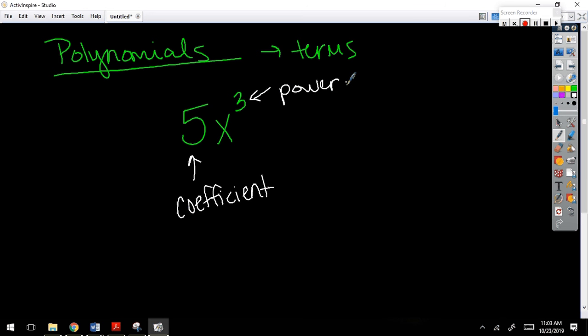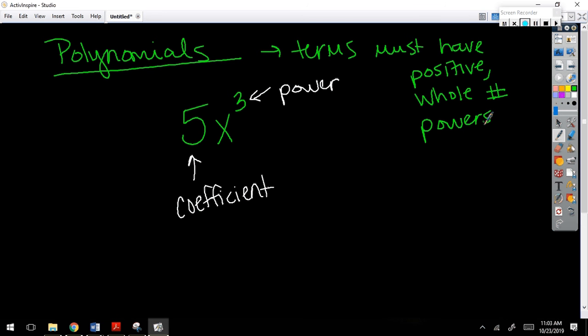For a polynomial, all the terms must have positive whole number powers, okay? Only the one that's hooked to the x. The coefficient does not matter. Now, the coefficient needs to be a real number. If this was 5i, it wouldn't work, okay? But other than that, we're mainly looking at that exponent. Is it a positive whole number?